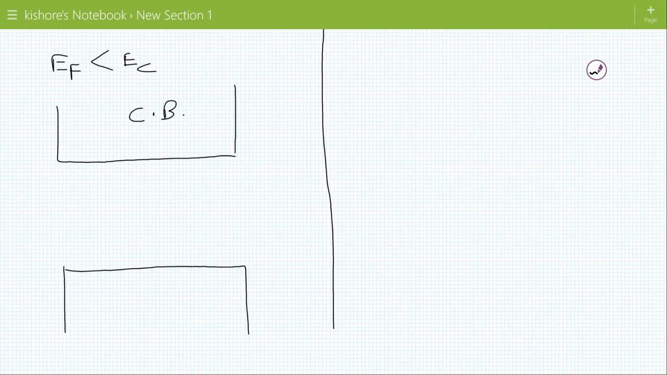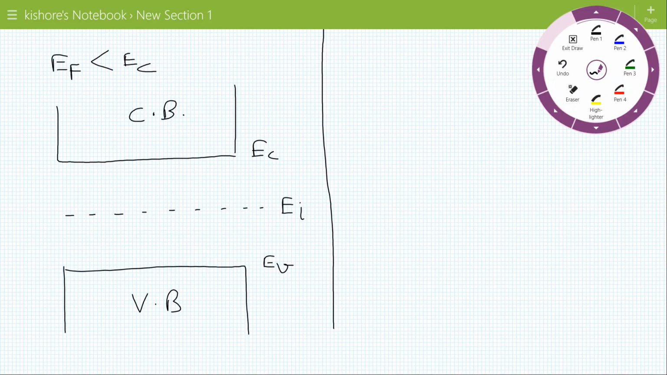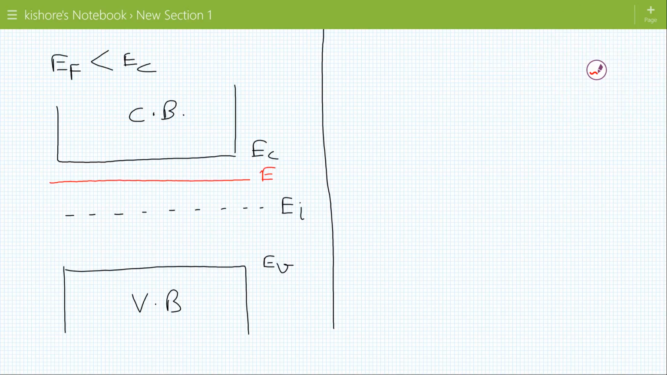This is the conduction band and the valence band, with the lowest energy of the conduction band Ec and the highest energy of the valence band Ev. At the center we have the intrinsic energy level. Ef is less than Ec, which means the Fermi energy level lies below the conduction band. This is the position of the Fermi energy level in a lightly doped N-type semiconductor.